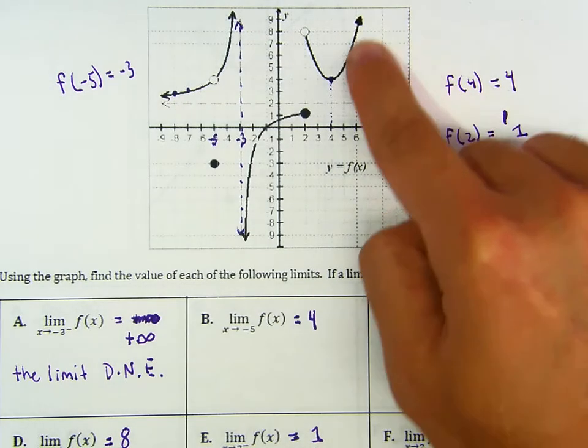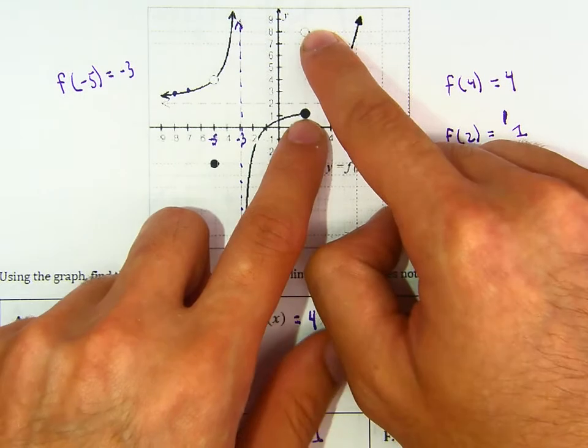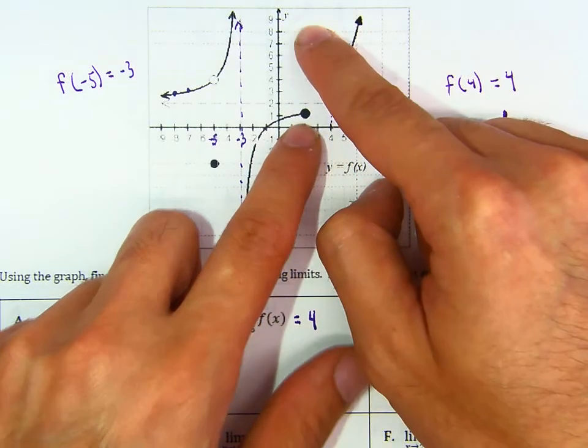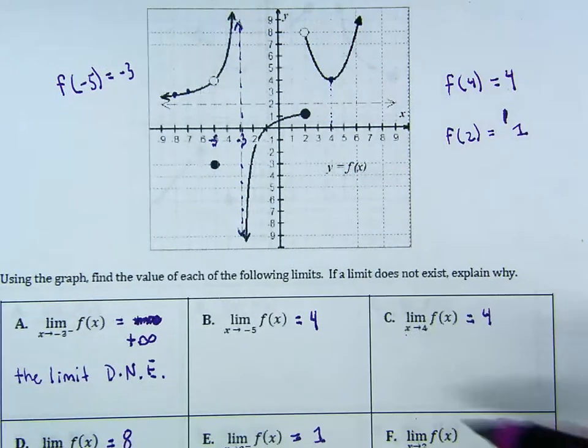Because on one side, on the right side, it's going to 8. On the left side, it's going to 1. So here we say the limit does not exist.